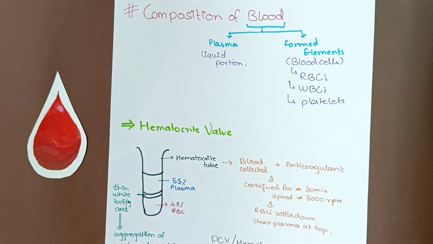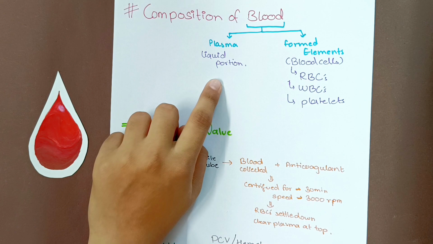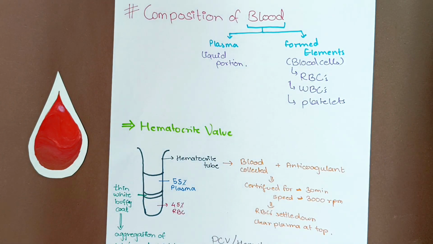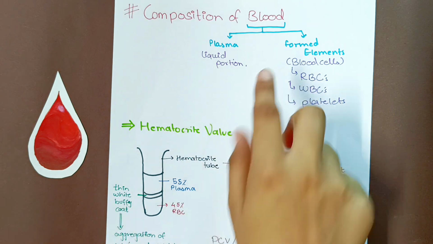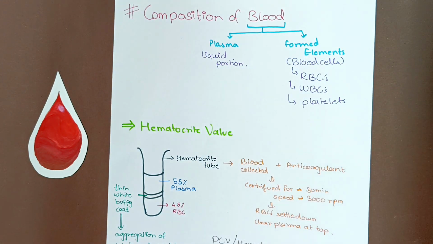Now, what are the components of blood? First, plasma, which is nothing but the liquid portion, and formed elements, which are nothing but the blood cells. Now, what are blood cells? RBCs, WBCs, and platelets. Okay, so blood constitutes two parts. First is the plasma, which is the liquid portion. Second is the formed elements, the blood cells, which include RBCs, WBCs, and platelets.